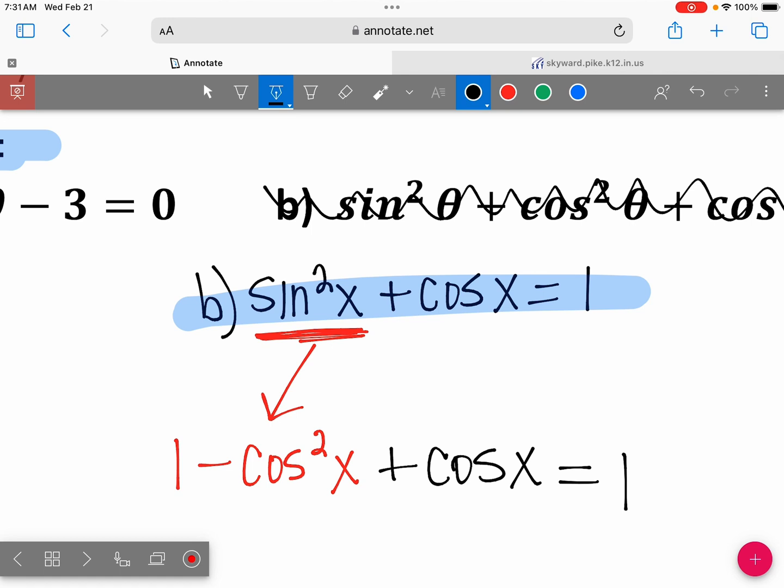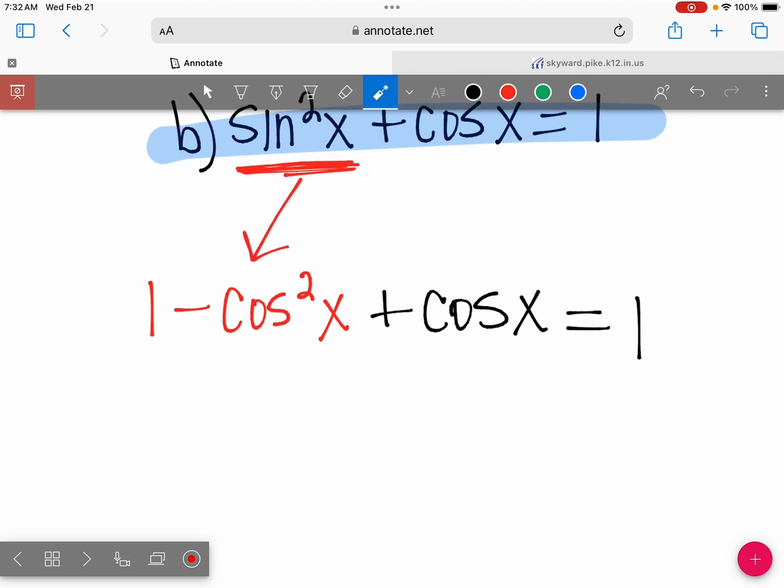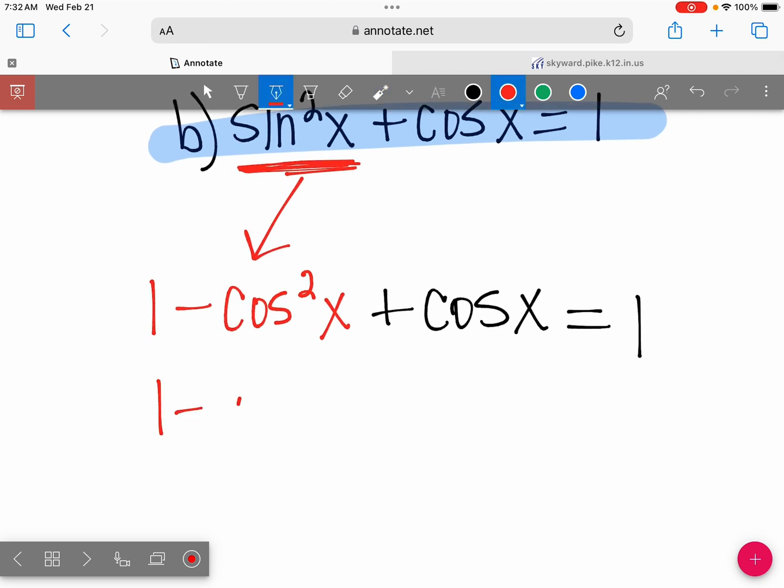Now this is a quadratic. Whenever it's a quadratic, you have to set it equal to 0. It doesn't matter if you're factoring it or using a quadratic formula, which we're not doing. Don't worry, everything is factorable. So what I need to do is subtract this 1 over. I'm going to subtract the 1 and set it equal to 0. So when I do that, I have 1 minus cosine squared x, and then it's plus the cosine x. And then what happens when I subtract the 1? When I move the 1 over, it becomes negative 1.